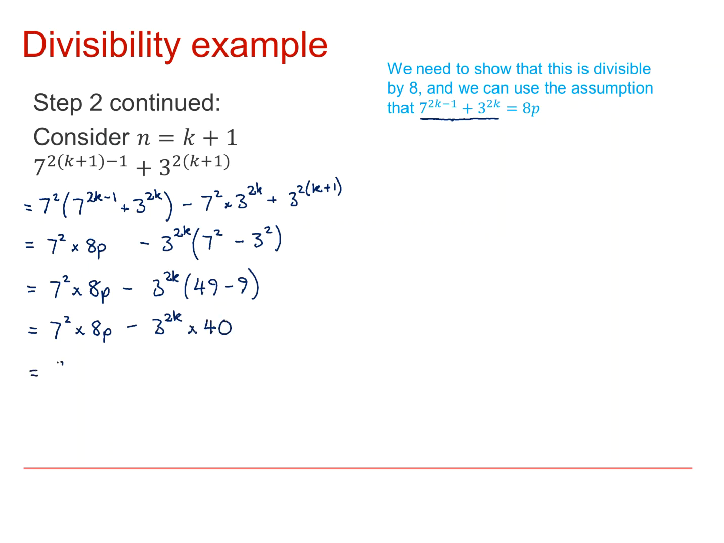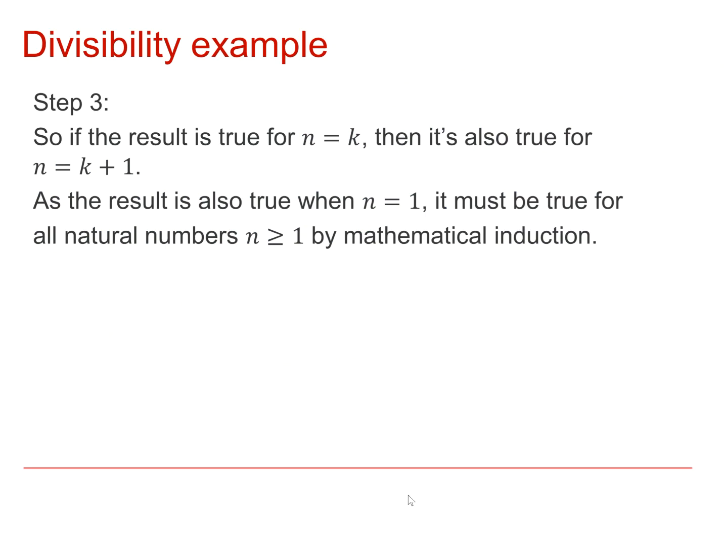Now I can take out a factor of 8 from the whole expression, leaving me with 7 squared p minus 3 to the 2k times 5, which is divisible by 8. Now I can write my conclusion. So if the result is true for n equals k, then it's also true for n equals k plus 1. As the result is also true when n equals 1, it must be true for all natural numbers n greater than or equal to 1 by mathematical induction.